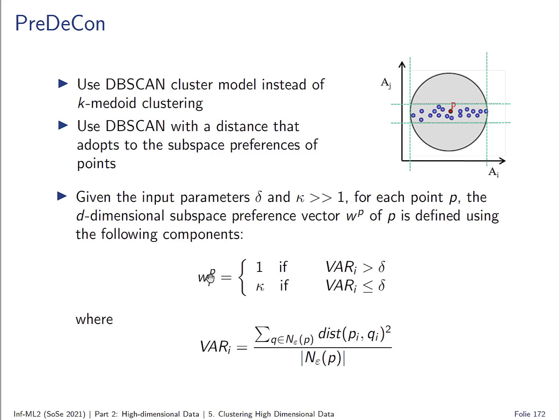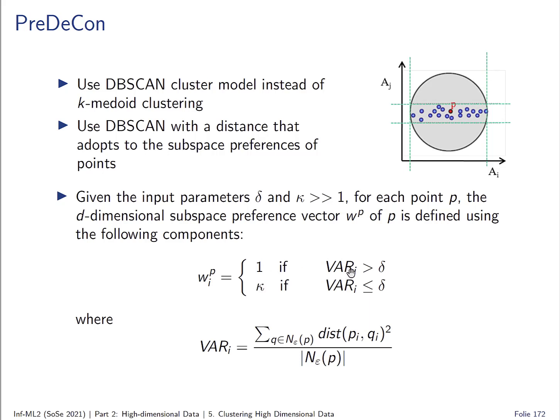The weighting scheme is per point, and it reflects the subspace preference of a specific point. Meaning, what are the features such that if we consider only those features, the point clusters best, whatever that means. Well, we see what that means. Given input parameters delta and kappa, for each point P we define the d-dimensional subspace preference vector w(P). So for each of the d original features, we record one specific preference, and the preference is either 1 or kappa.